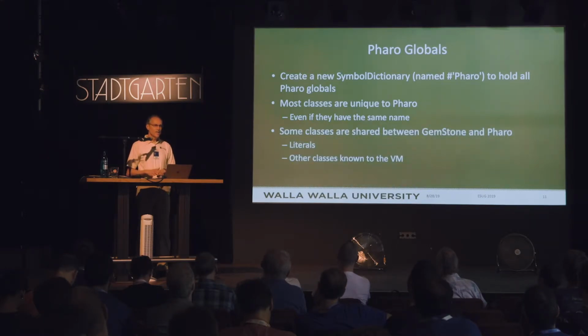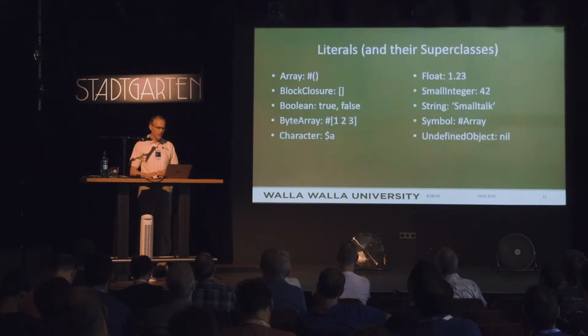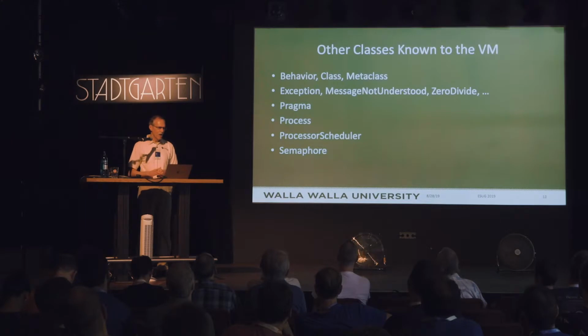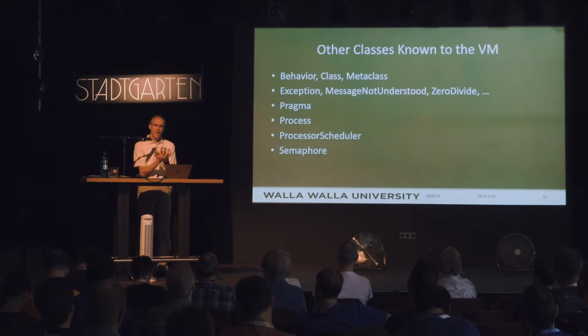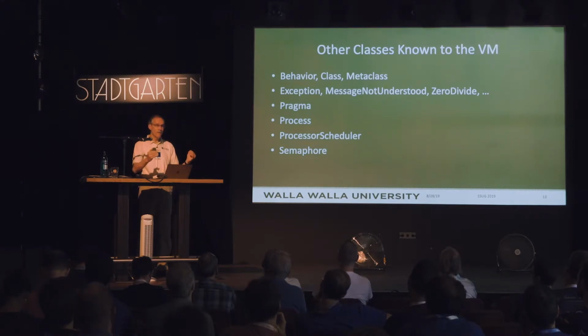Though there are a few classes that need to be shared, literals and others that are known to the VM, so there will be a block closure, strings, small integers. These are things that are actually known to the VM along with behavior, class, meta class, process scheduler, semaphore. These are things that need to be the same class. But they can still be in separate dictionaries because you can have the same key. And so small integer appears in both dictionaries and points to the same class.